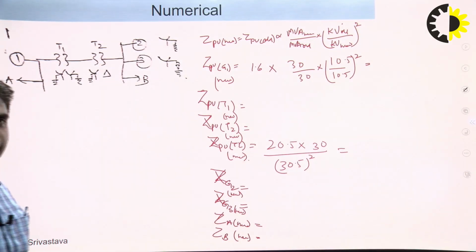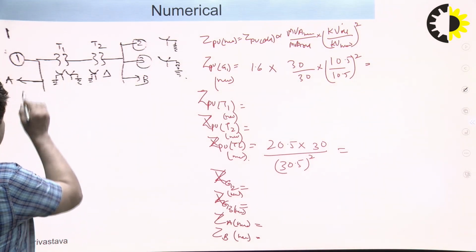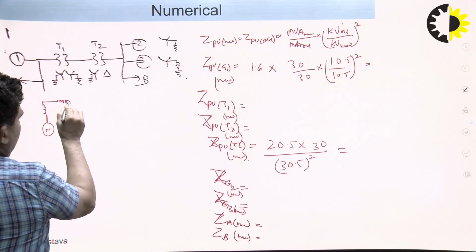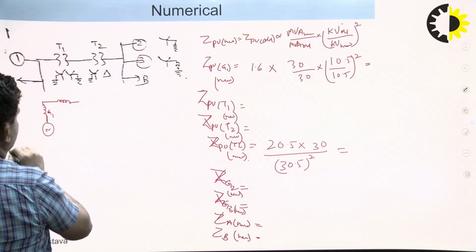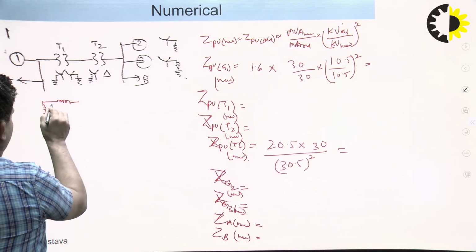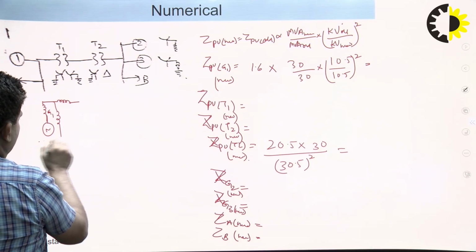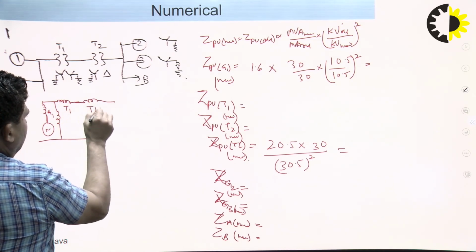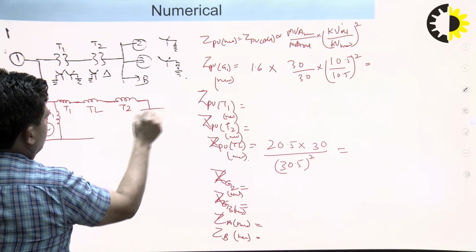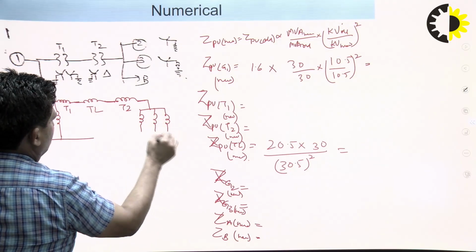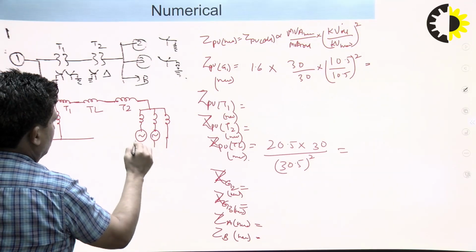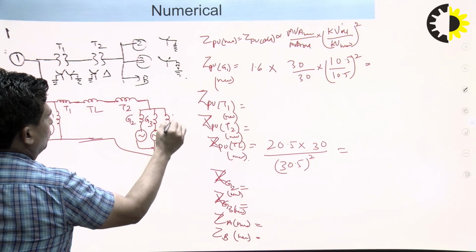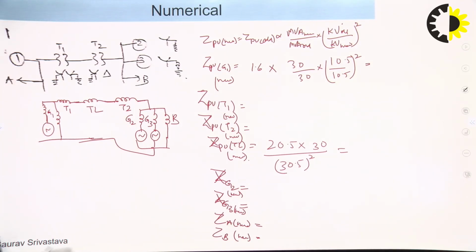Then we can draw the impedance diagram. We have the generator G1 with its load attached, then T1, the transmission line, and T2. Then on the other side we have generator 2, generator 3 and load B. So this is the one line diagram, and that is the impedance diagram of the numerical.